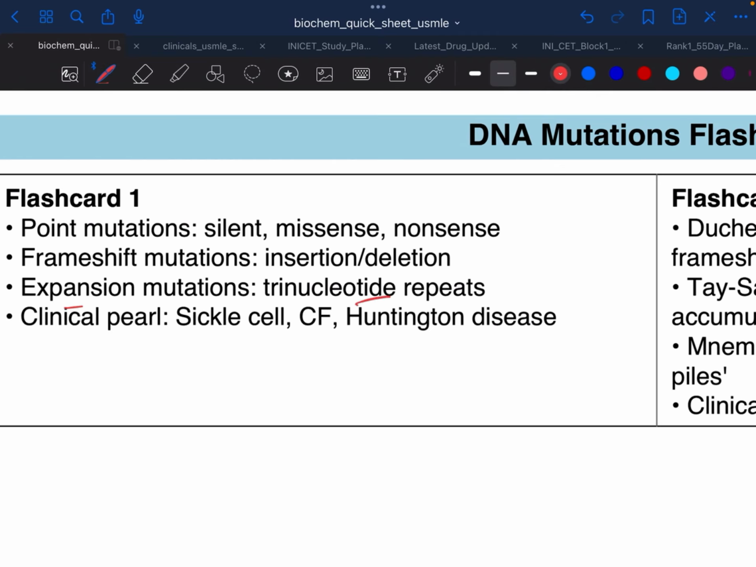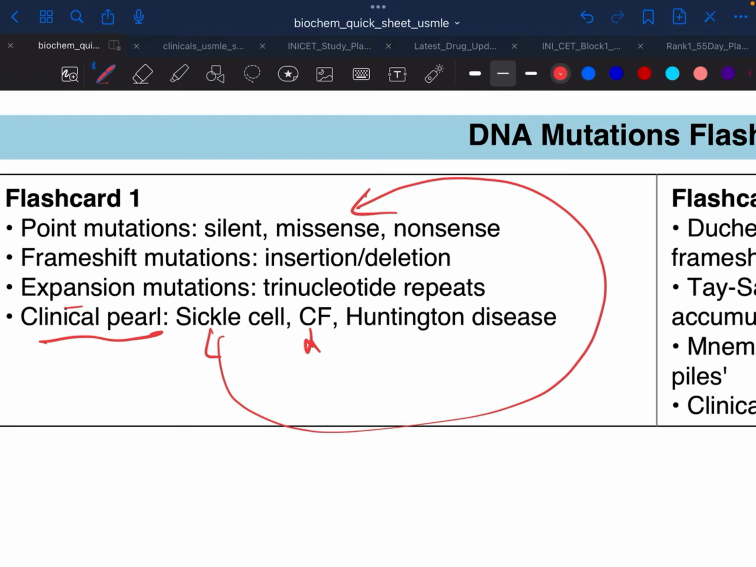So expansion mutation, like trinucleotide repeats: CTG repeats in our myotonic dystrophy, and CAG repeats in Huntington disease. Trinucleotide repeat disorders, Fragile X, everything like it goes in expansion, continuous repetitions of this triplet, so it happens in Huntington's chorea. So Huntington disease. Okay, sorry. Clinical pearl. So this is sickle cell.